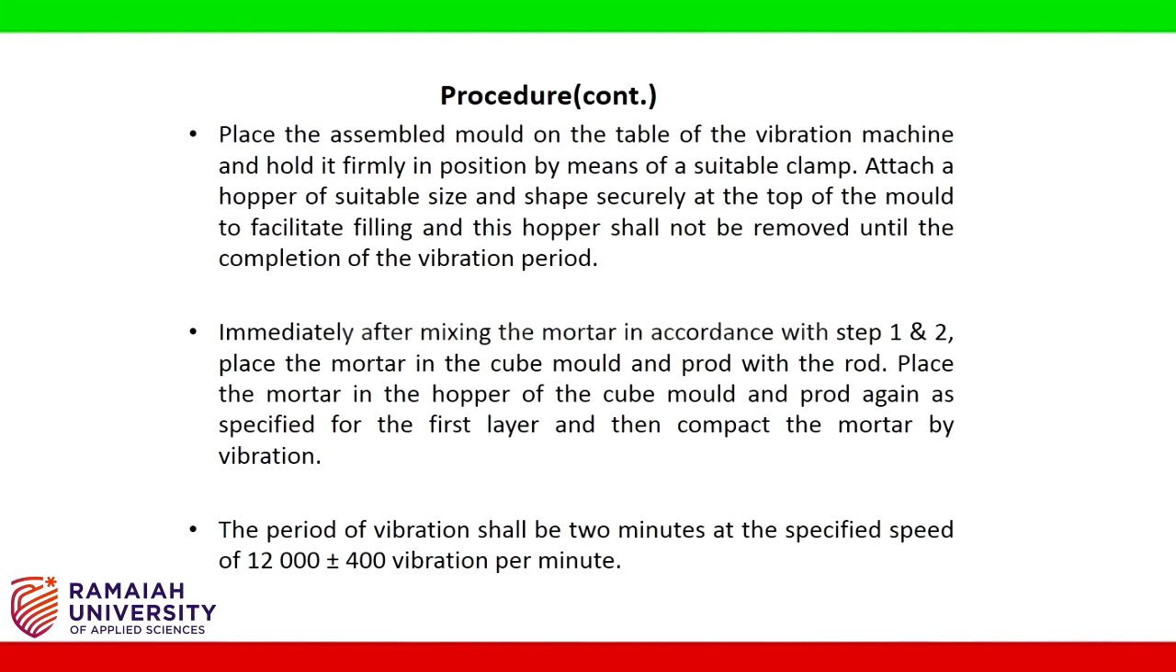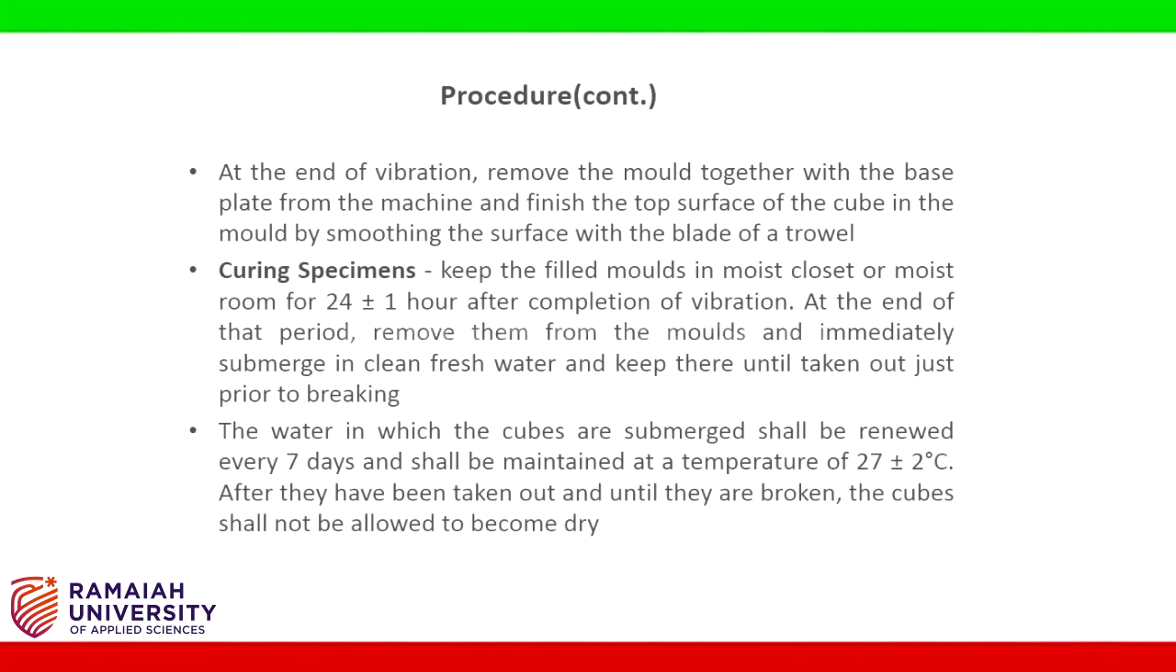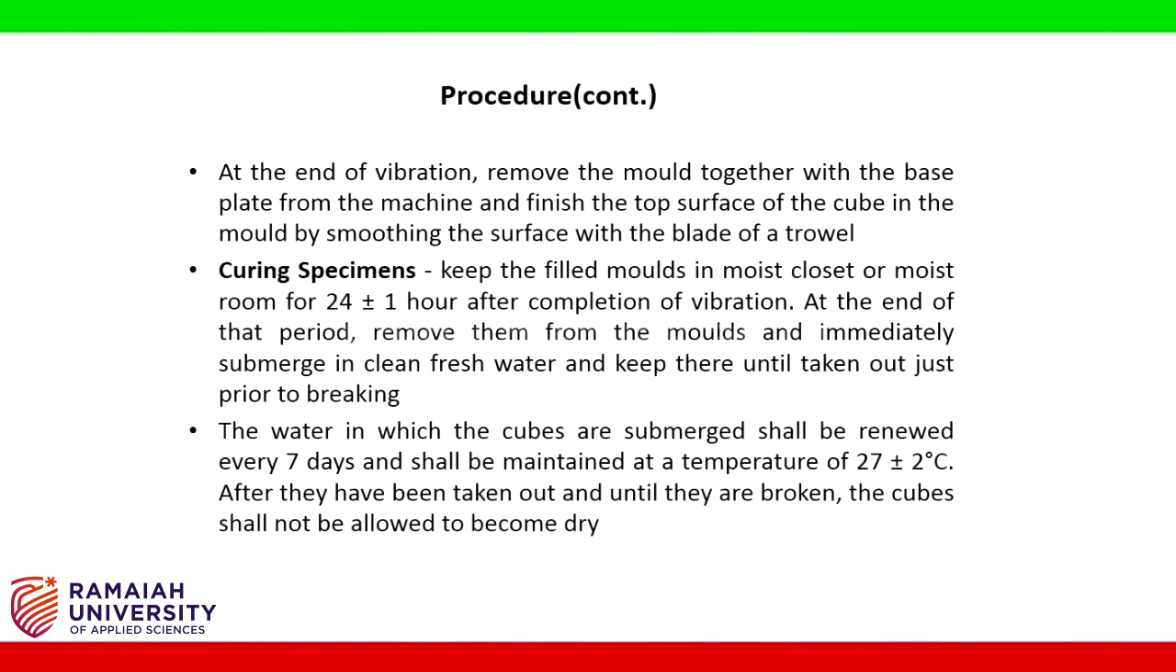Immediately after mixing the mortar in accordance with step 1 and 2, place the mortar in the cube mold and prod with the rod. Place the mortar in the hopper of the cube mold and prod again as specified for the first layer, and then compact the mortar by vibration. The period of vibration shall be 2 minutes at the specified speed of 12,000 plus or minus 400 vibrations per minute. At the end of vibration, remove the mold together with the base plate from the machine and finish the top surface of the cube in the mold by smoothing the surface with the blade of a trowel.